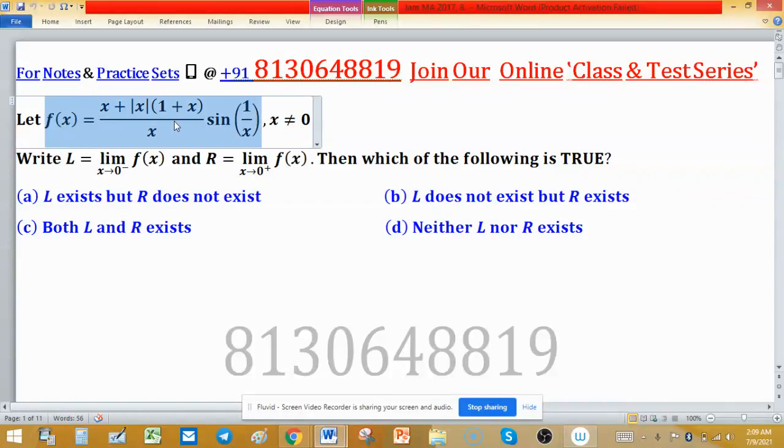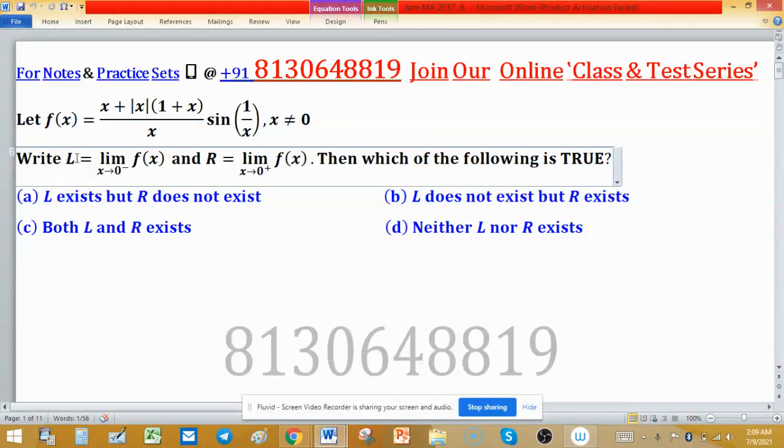f is a function given by this expression, and you can see the mod function involved in this expression. We write L equal to the left hand limit of f(x) at 0 negative, and R is the right hand limit at 0 positive. Then which of the following is true?